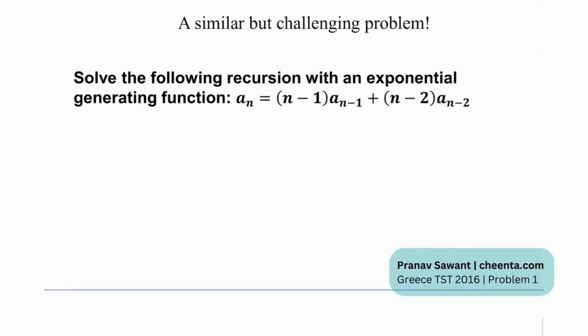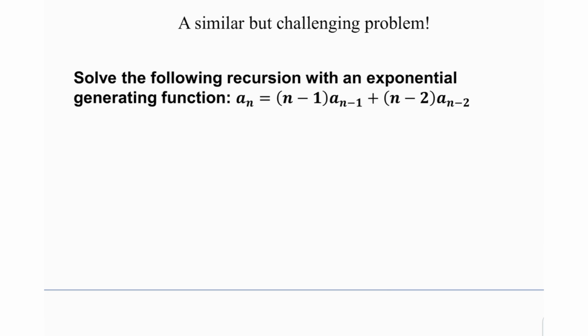So I have a similar but challenging problem, and this is probably a little bit easier. You just need to solve this given recursion with an exponential generating function. Again, you have n minus 1 as the coefficient, n minus 2 as the coefficient. It gives you the hint that you need to use an exponential generating function, right? So maybe try this out, and if you're able to do it, let me know.